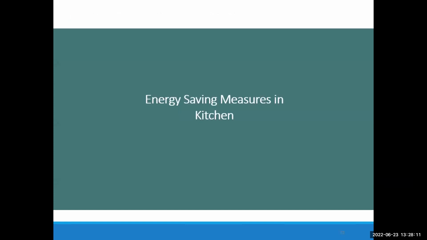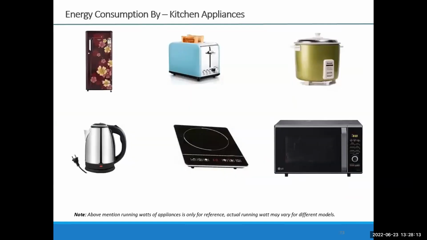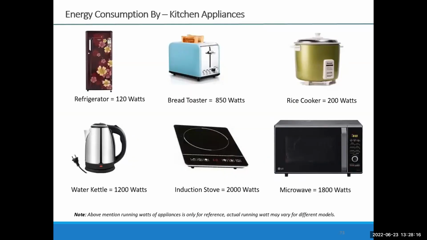So some of the opportunities available in the kitchen we will see here. Normally in the kitchen we use refrigerators, toasters, rice cookers, kettle, induction stove, microwaves, etc. These wattages may vary with respect to different capacities and different brands of this equipment. This is just given as an indication here.